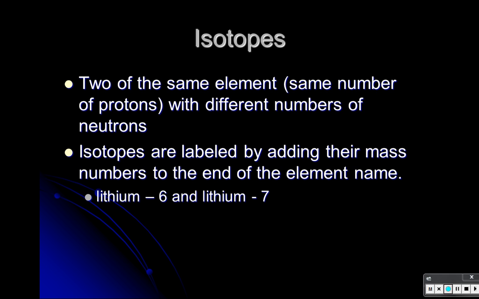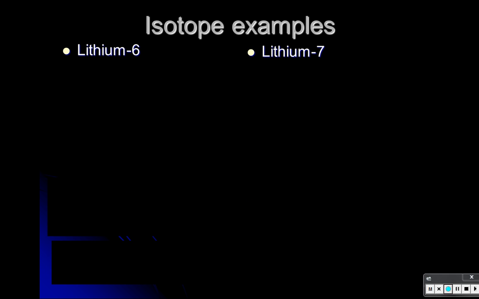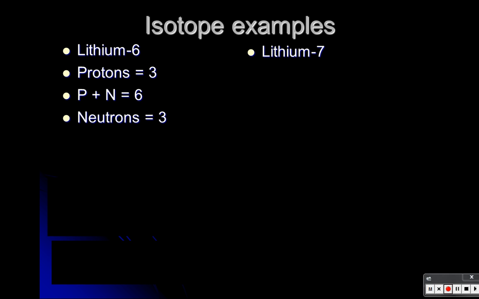So let's break this down a little. If we have lithium 6 and lithium 7, let's look at lithium 6 first. Using your periodic table, how many protons? You should have seen 3. Now we know the protons plus neutrons in lithium 6, that's the mass number. That's 6. How do we know it's 6? Because we called it lithium 6. So now you can say the number of neutrons is 3, because 6 minus 3 is 3, or 3 plus 3 is 6.